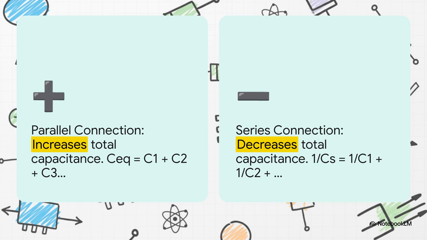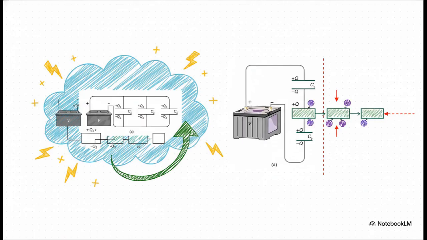So let's see why that is. These diagrams show us exactly what's going on. In the parallel circuit on the left, each capacitor gets the full voltage from the power source, so they all charge up on their own and their capacities just add together. But look at the series circuit on the right. Here, the charge has to kind of jump from one capacitor to the next. The charge on one plate induces a charge on the next one, which basically makes the gap between the plates bigger, and that reduces the overall ability to store energy.